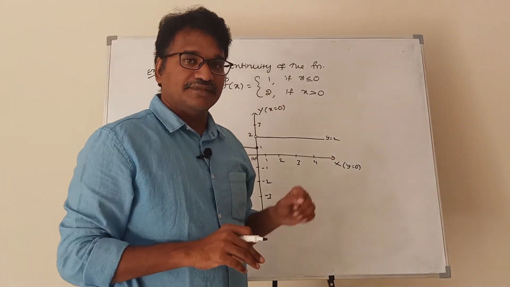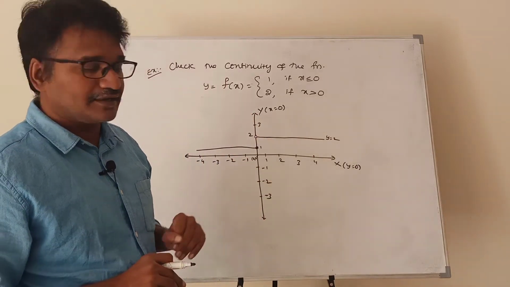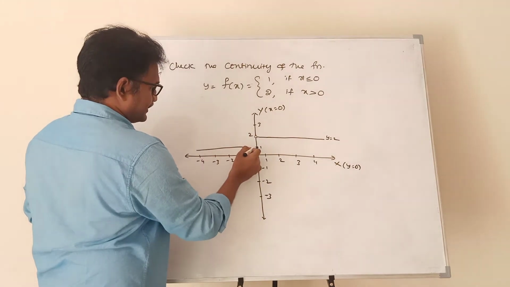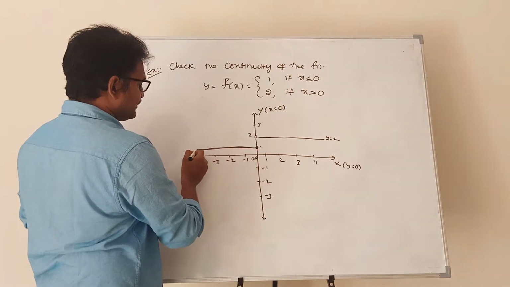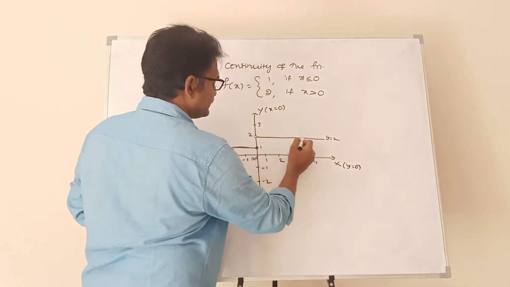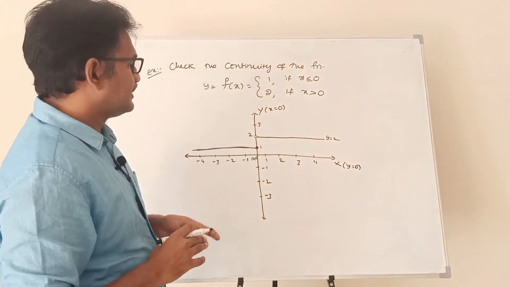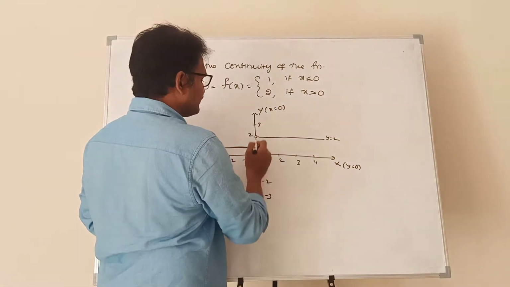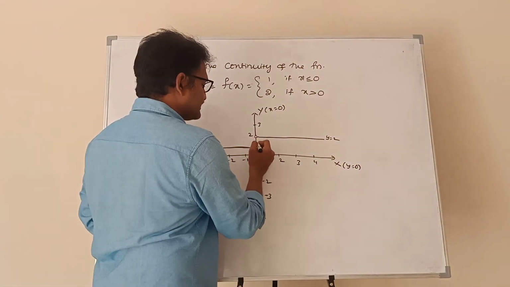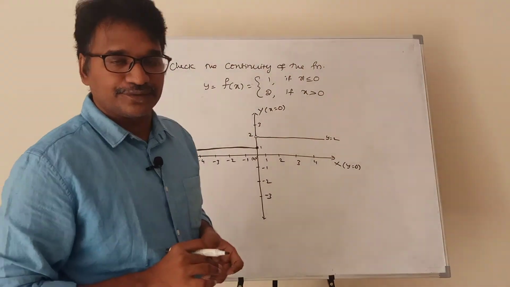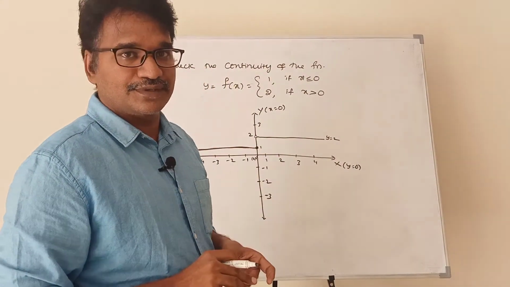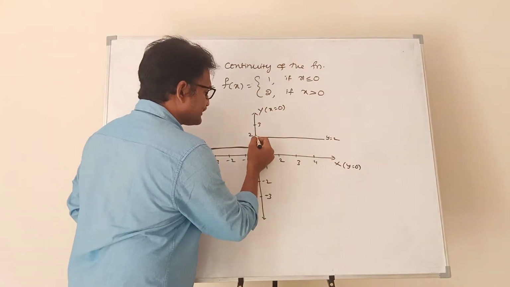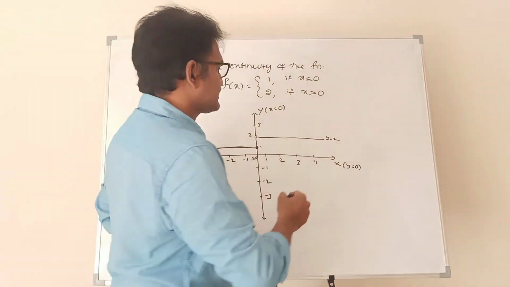Check whether this graph is a continuous function or a discontinuous function. On the left side of the graph you have no need to lift the pen, and on the right side of the y axis also you have no need to lift the pen. Where do you need to lift the pen? On the y axis. On the y axis you are lifting the pen. Therefore this graph is discontinuous at x equal to 0. That's why it is a discontinuous function.